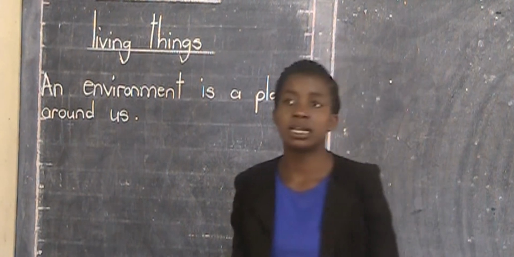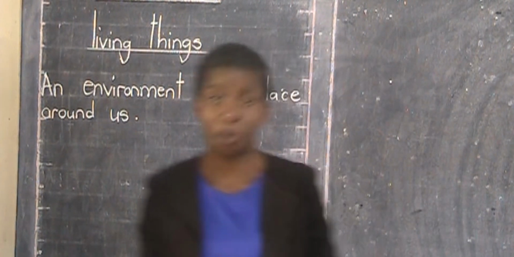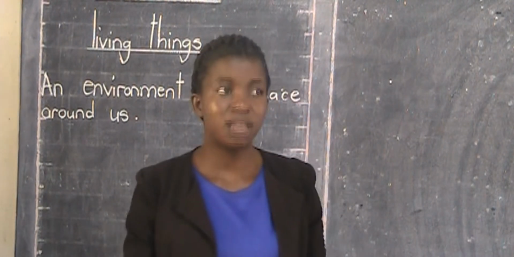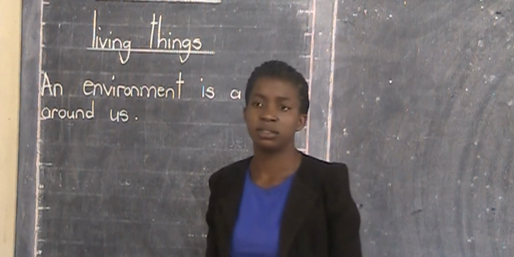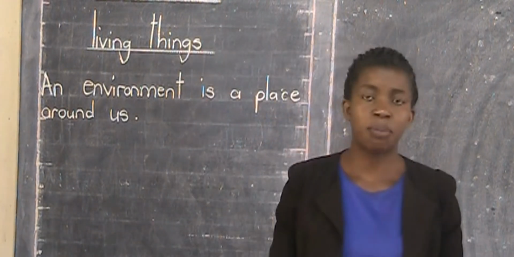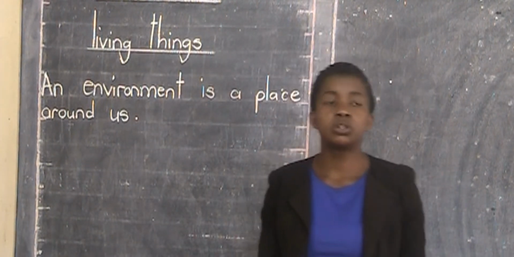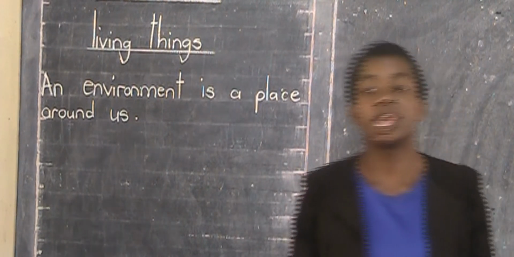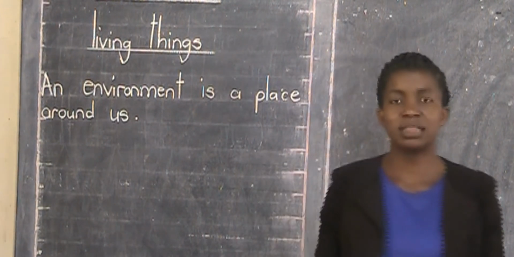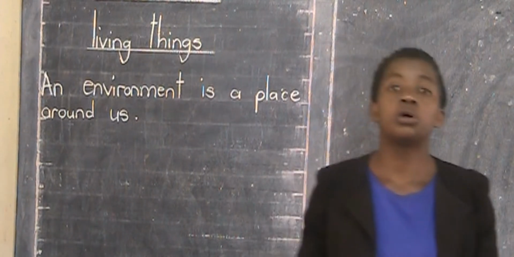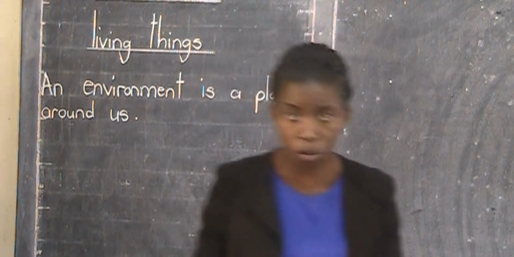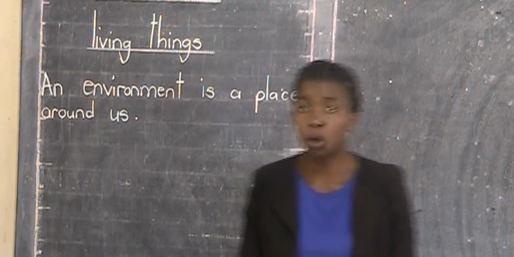Very good. So our friend has said living things are things that grow. So he has mentioned one thing. So we are saying living things grow. What else? Very good. They also move. Even though it's not all of them that move, but some, they move. So we are saying living things are things that grow, move. What is the last thing that they do? They also breathe. Very good. So living things are things that grow, breathe, and also move.